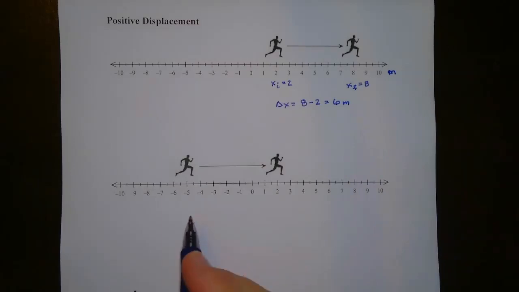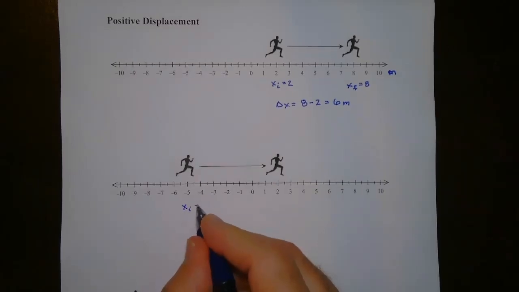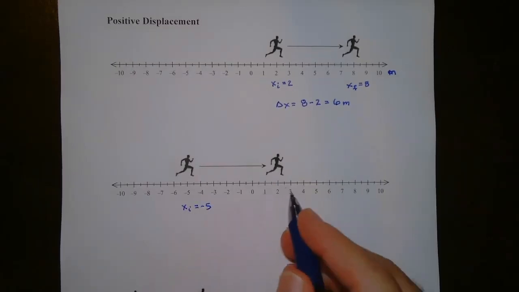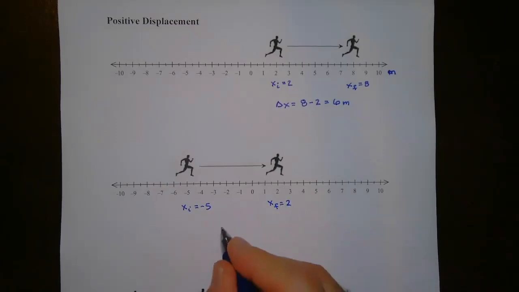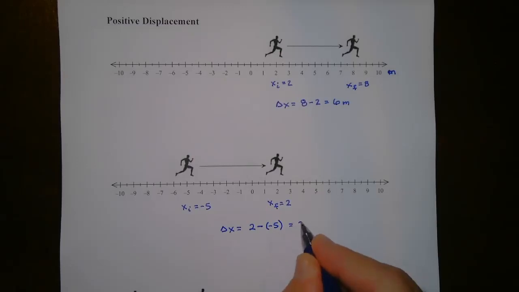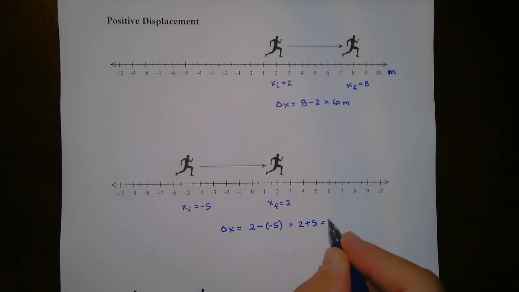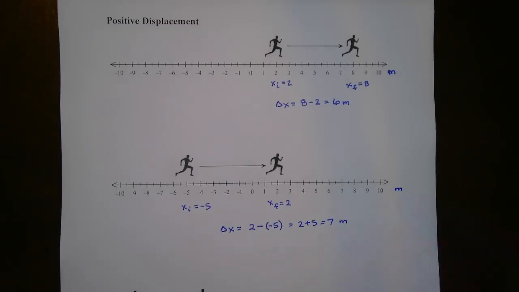Down here on this next problem, the initial position of the runner was at -5. The final position, x sub f, is at 2. So our displacement would be delta x, which is 2 minus -5. So 2 minus a -5 like this, and that'd be 2 plus 5, which would give you 7. And again, let's call this meters.